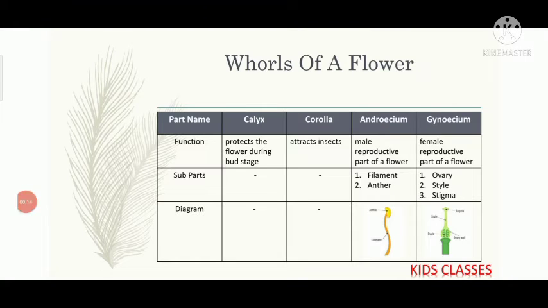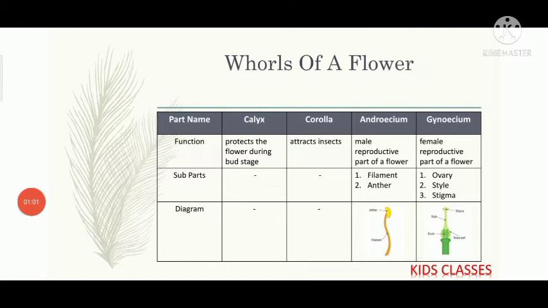So our next topic is whorls of a flower. Okay, you can see a table here where functions and subparts are written and diagram is drawn. So firstly we will talk about the first whorl of a flower, that is calyx. Okay, so what is calyx? It is the outermost or first whorl of a flower. It is green in color. It consists of green colored leaf like structure called sepals. Okay, what is sepal? Green colored leaf like structure is called sepal. And what is the main function of calyx? To protect the flower during bud stage is the main function of calyx.